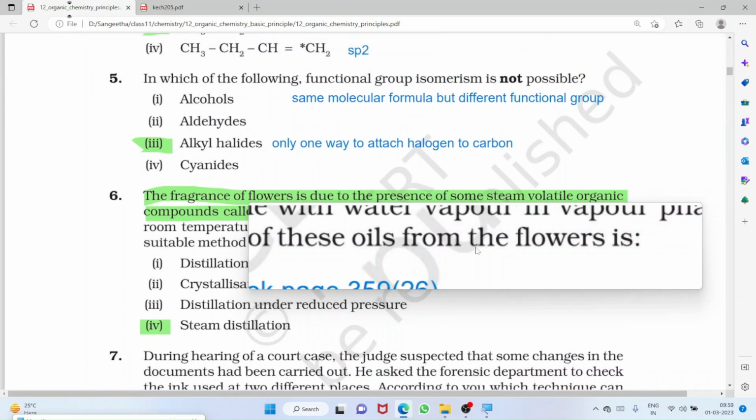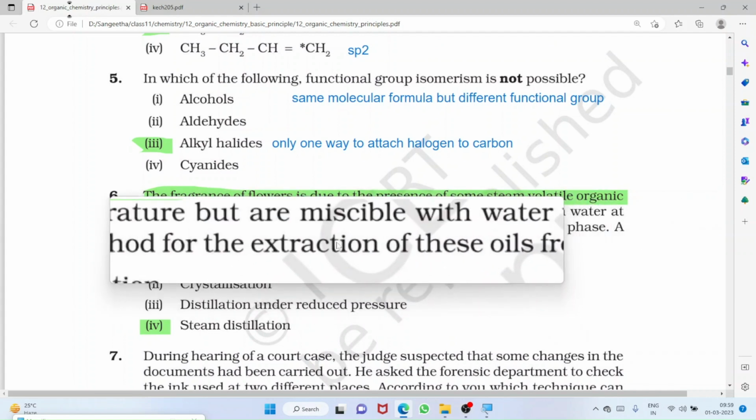In which of the following is functional group isomerism not possible? So here, in alkyl halides, there is only one way you can attach the halogen to the carbon atom. Okay, functional group isomerism means same molecular formula but different functional groups.